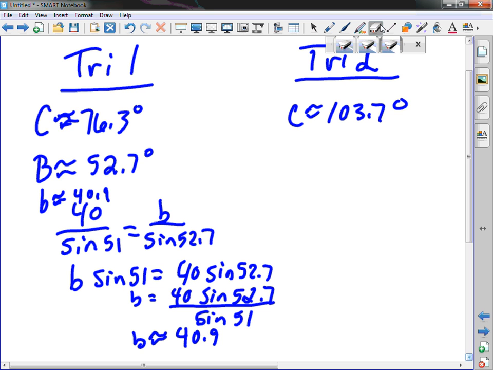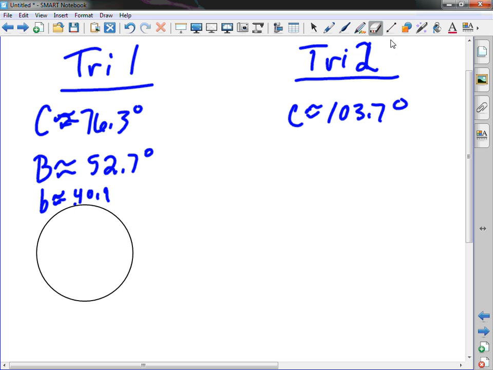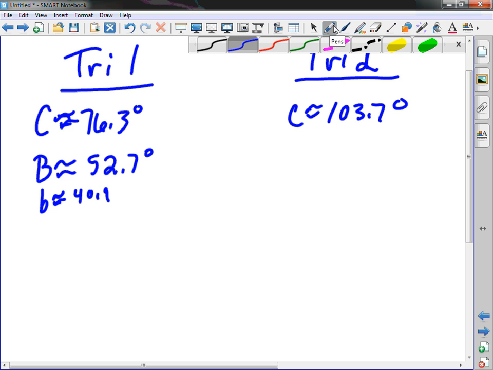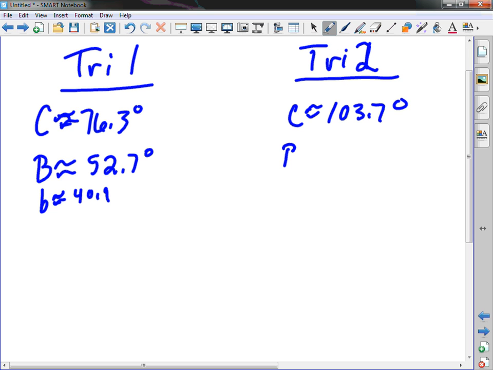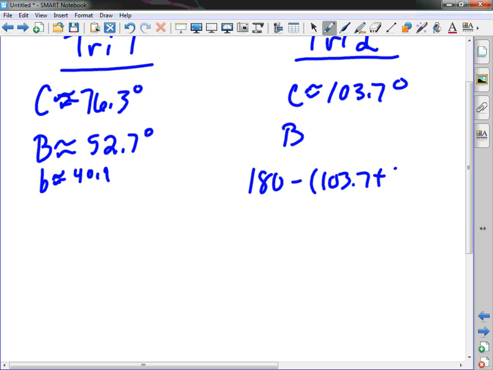And now we can go to, excuse me, not C, but triangle 2. Triangle 2, we're going to do the same thing. We can calculate angle B. Remember to take 180 and subtract 103.7 plus our other angle at the top, which is 51. So B is going to be approximately 25.3.